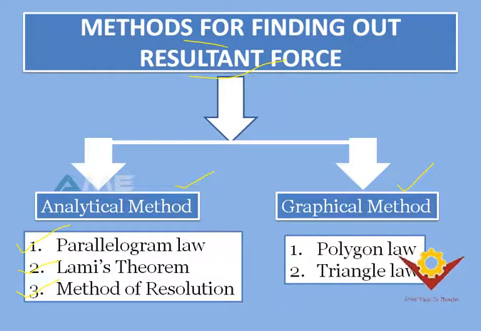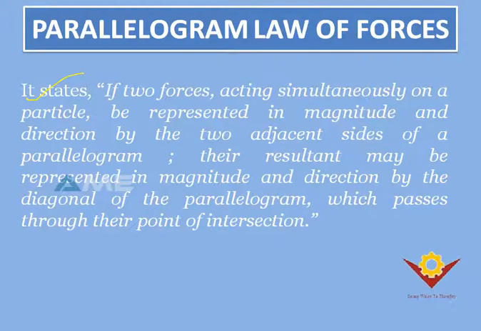And in graphical method we have two methods. The first one is polygon law and the second one is triangle law. And now we'll start with parallelogram law. Before seeing the definition of parallelogram law, first we'll try to understand that two forces will act at a point. That means these two forces should be coplanar and concurrent. Mainly the first thing you have to remember is, if you want to apply the parallelogram law, the forces should be concurrent.